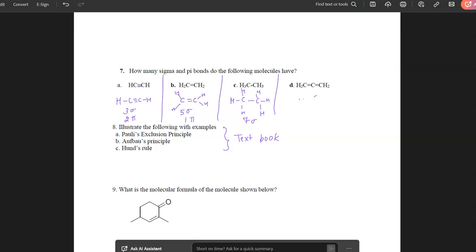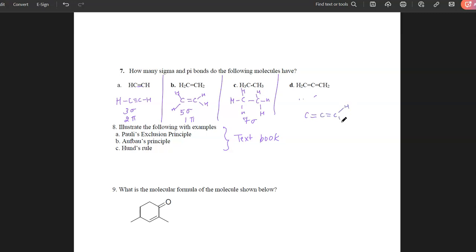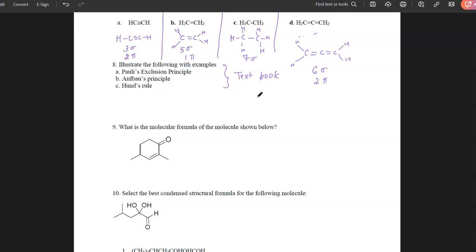And this one has double bonds in it, so we should have pi bonds. Double bond C, double bond C. Here are hydrogens attached, and the same thing here. So how many sigmas do you see? 1, 2, 3, 4, 5, 6. So 6 sigma and 2 pi. Okay. Question number 8, I'm going to skip because you can check the answers in the textbook.